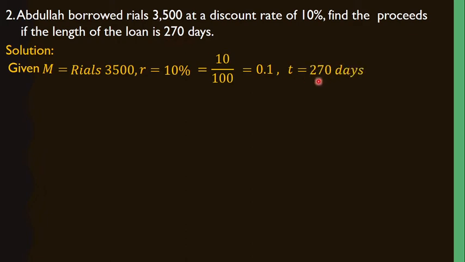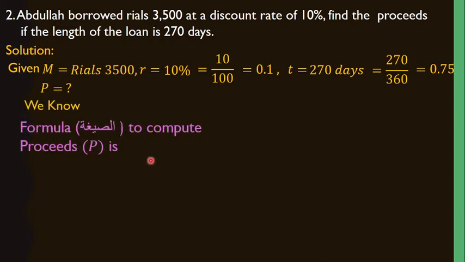Now convert these days to years. So for this, divide by 360. On dividing, we will get 0.75. So we got T is 0.75, R is 0.1, M is 3,500 riyals. Now what is the question? Find the proceeds. So we know the formula to compute proceeds.